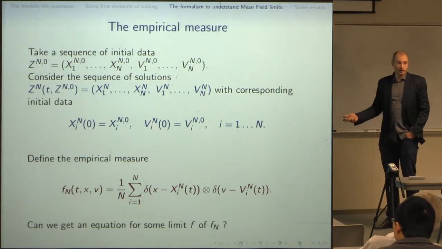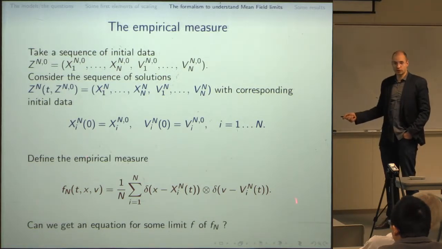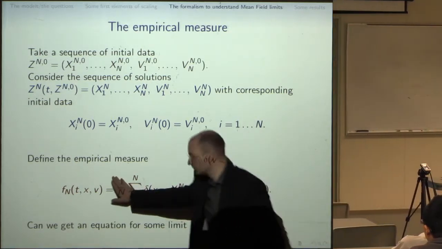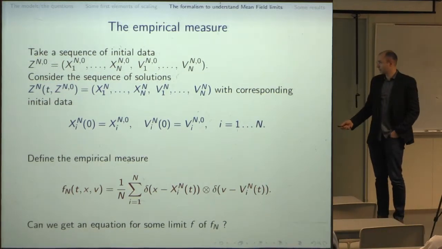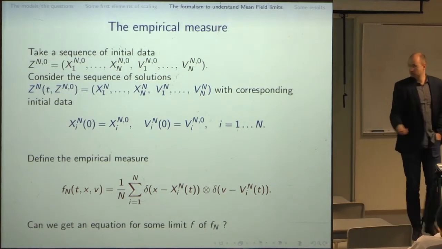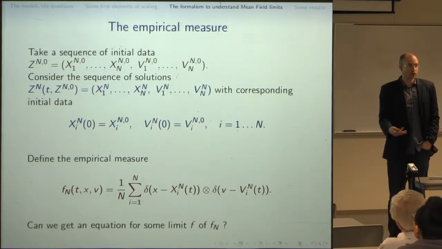Here's a simple way. You define what is called the empirical measure or the counting measure. We don't have this normalization like that. Now, this is a very simple object. The measure, right? So Fn of any set in phase space is simply the proportion of particles that belong to that set. That's all it is.